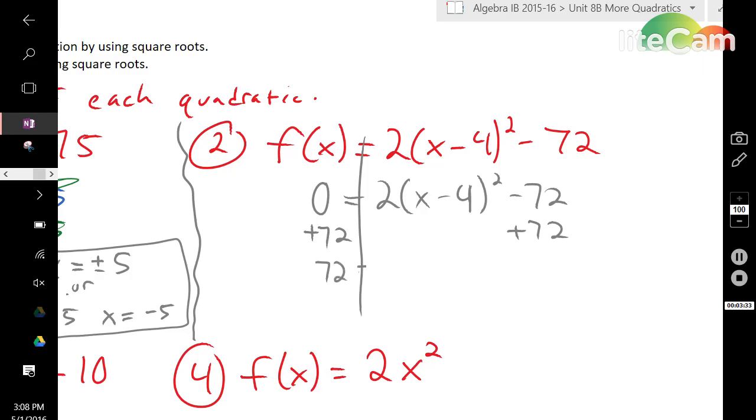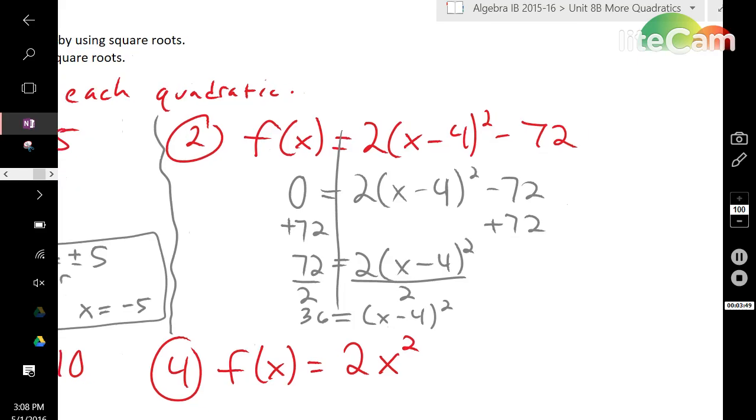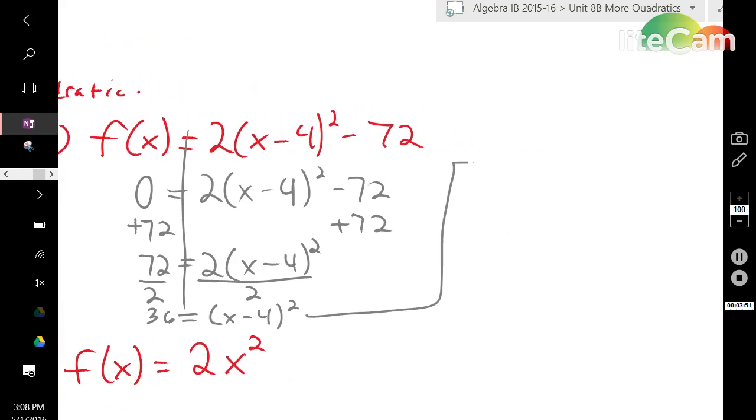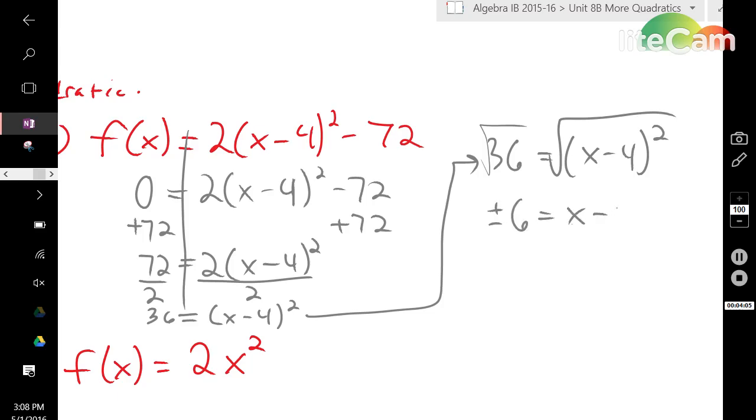0 plus 72 is 72, equals 2 times x minus 4 squared. Then divide both sides by 2. 72 divided by 2 is 36. Rewrite it over here so we have some more room. 36 equals x minus 4 squared. Now to get rid of the power of 2, you're going to square root both sides. And you get plus or minus 6 equals x minus 4.